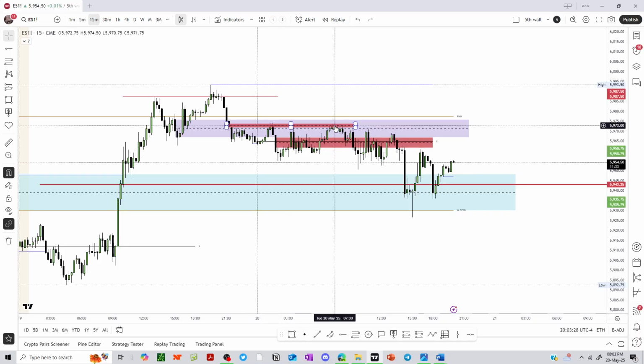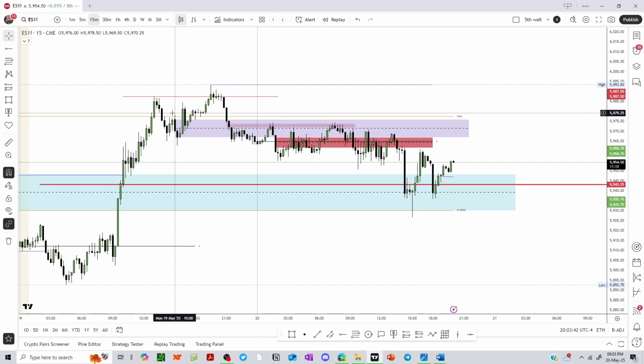Then 7:30 open. You have a return back into this level here. Holding below this mean reversion of this order block, this volume imbalance. Oof, I gotta get some rest. This breaker, right?